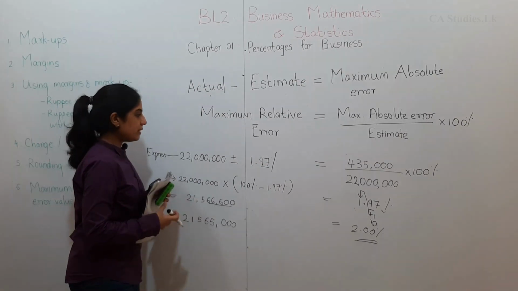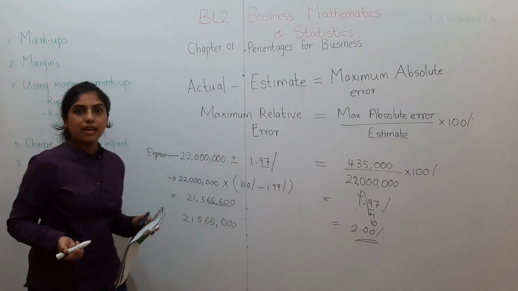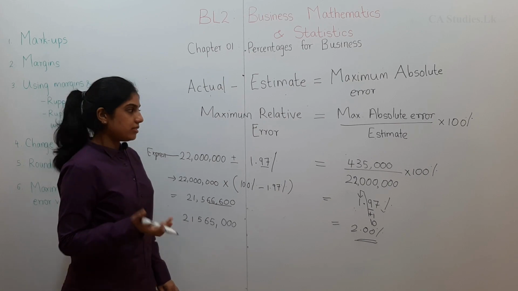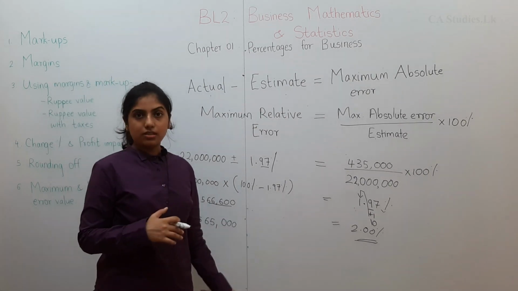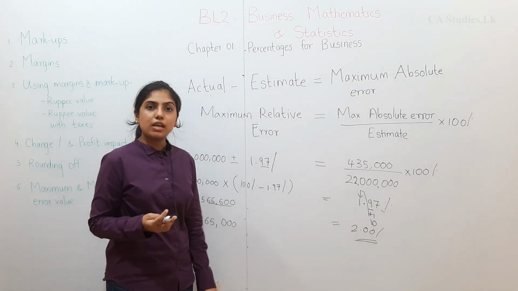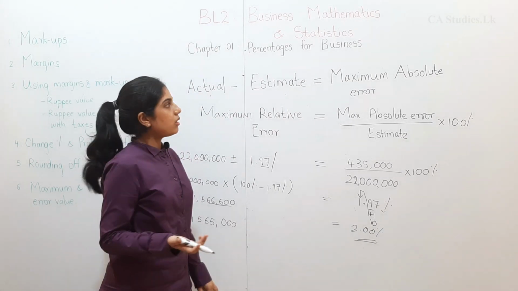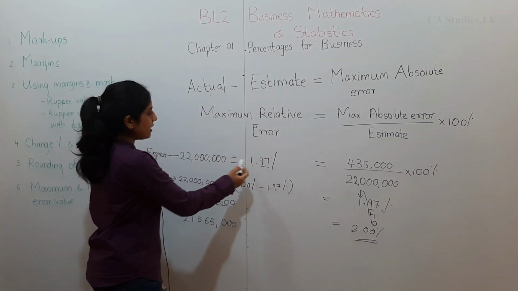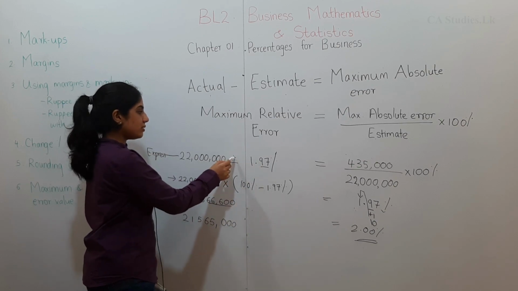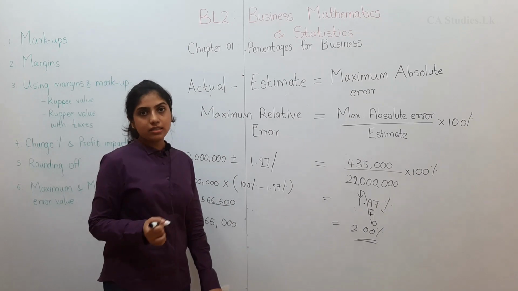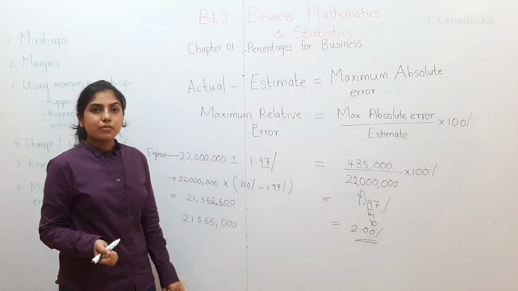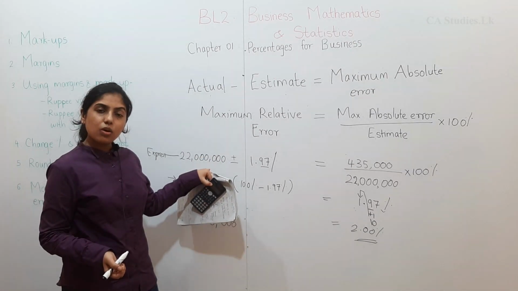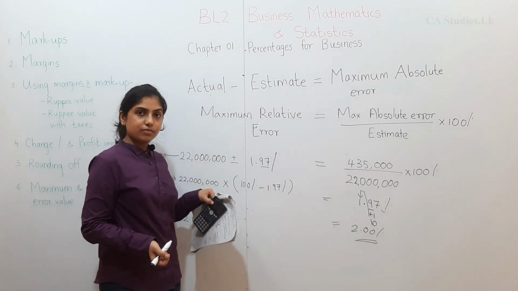Okay. So now in the exam they will give you the estimate and ask you to find the original value, or they will ask you to find the maximum error value for this particular estimate. Then you have to take this percentage and show it as plus or minus. Plus or minus here means the error can be more than 22 million or less than 22 million, right?